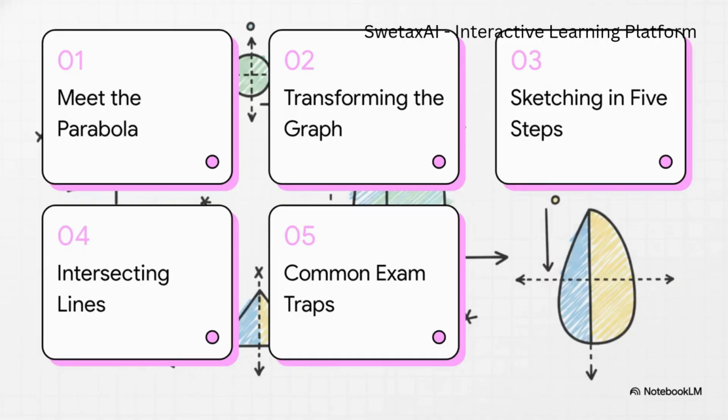Okay, so here's our roadmap for today. First, we'll meet the parabola. Second, we'll look at transforming the graph. Third, we've got a 5-step sketching recipe. Fourth, parabolas and intersecting lines. And finally, number 5, avoiding those common exam traps.